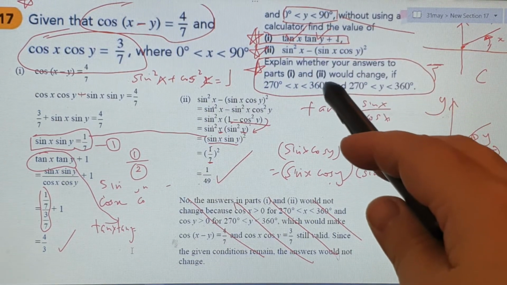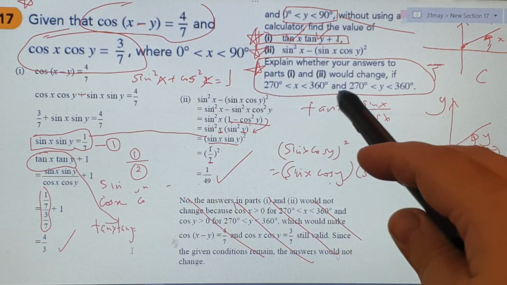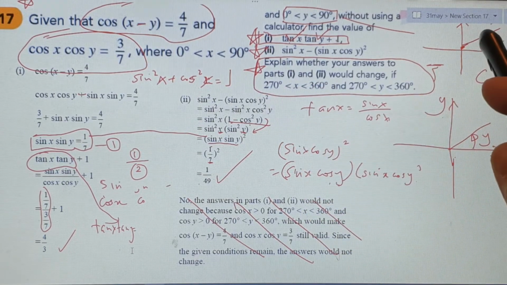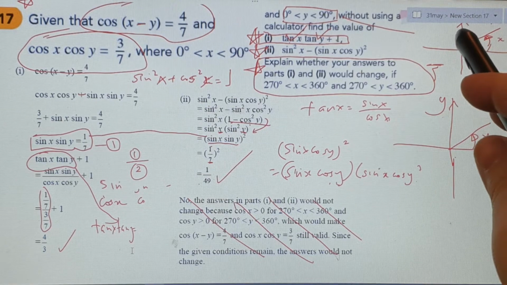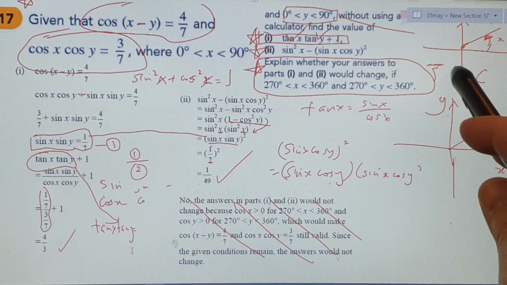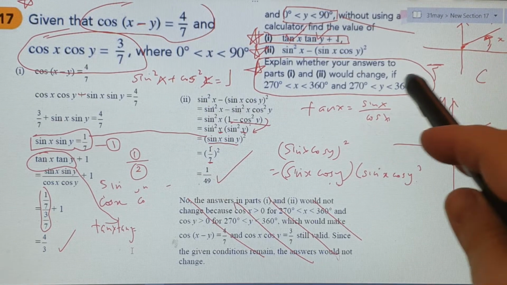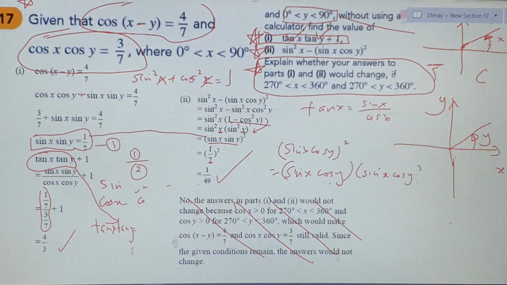Alright, but now they're asking you, if it's not in the first quadrant, if it's like in the 270 to 360, that means the last quadrant. What they're asking you is the last quadrant. Would your answer still be the same? That's what they're asking you in this final part, okay?